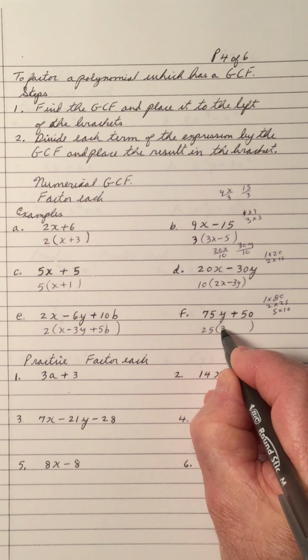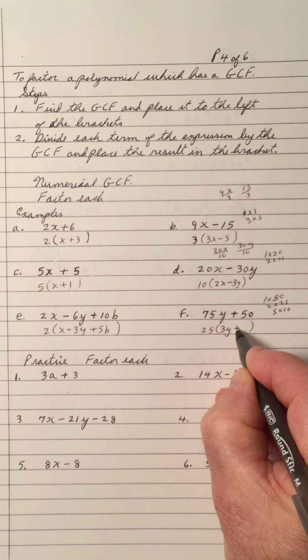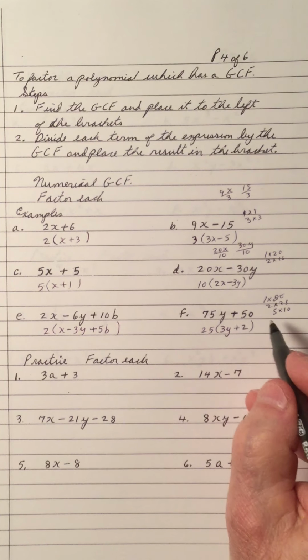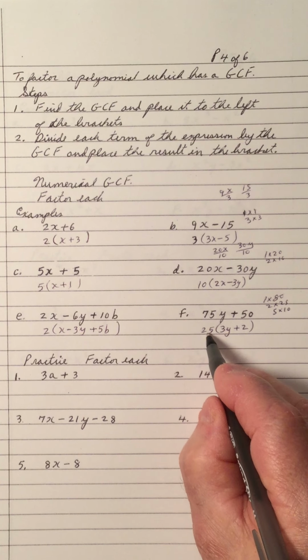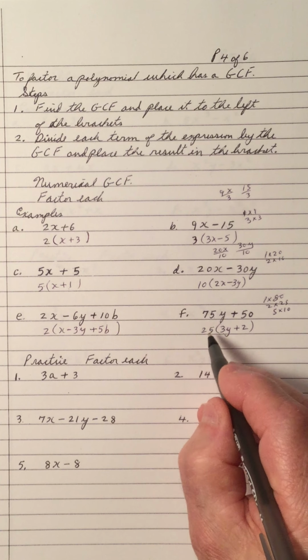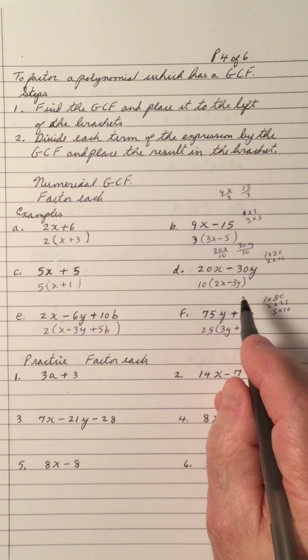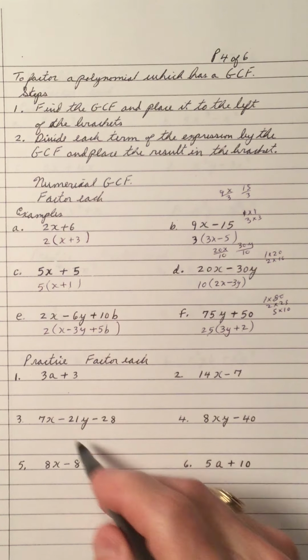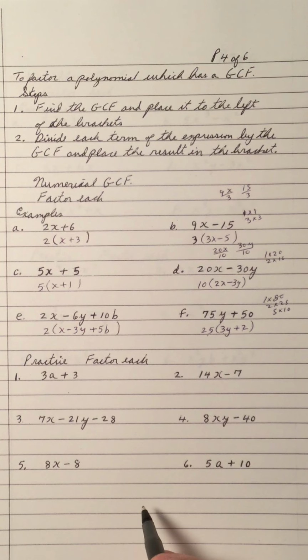75 divided by 25 is a 3, and we have the y. Plus 50 divided by 25 is a 2. So there's the factorization. Check. 25 times 3y, 75y. 25 times 2, 50. Perfect. Now, pause the video and work these 6 out to see if you're going to get them right.